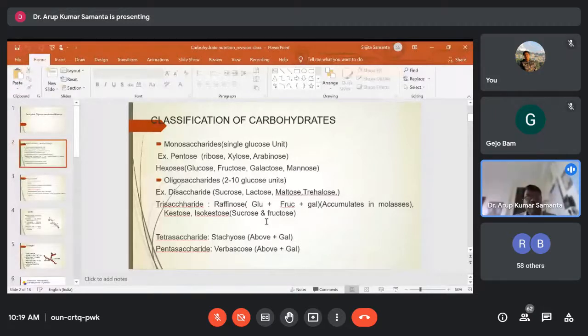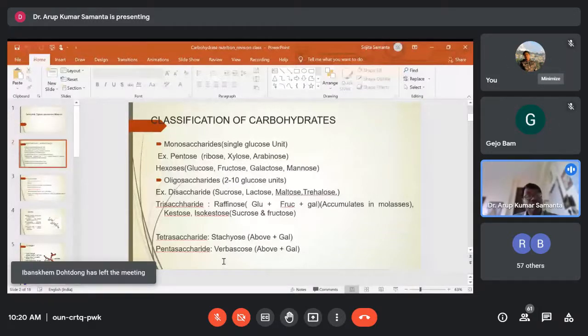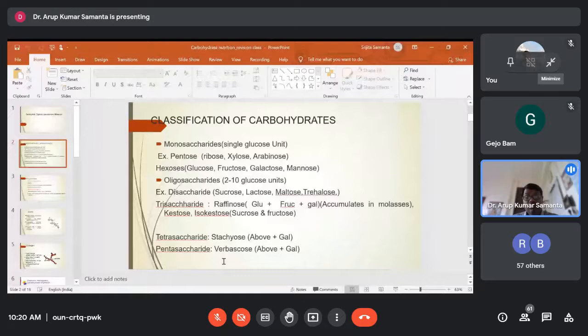Tetrasaccharides and pentasaccharides are very unique. You have to remember their examples. The example of a tetrasaccharide is stachyose, and the example of a pentasaccharide is verbascose. What do they contain? Raffinose contains glucose, fructose, and galactose. Along with that glucose, fructose, and galactose, one extra galactose unit is there in stachyose.